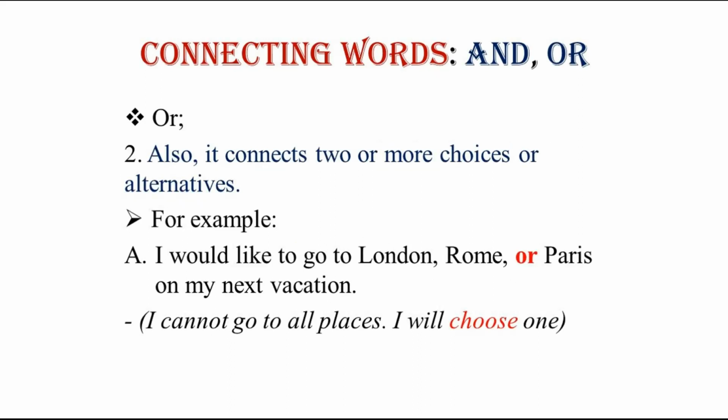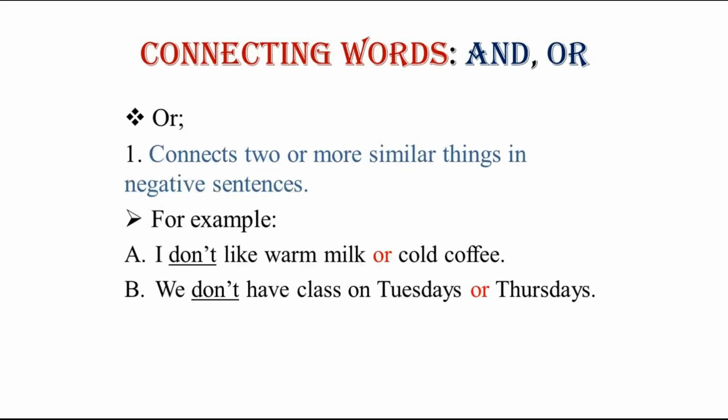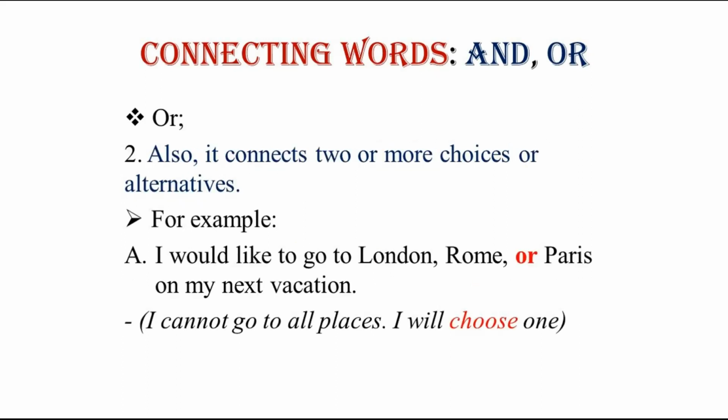Okay, also, or can connect two or more choices or alternatives. For example, I would like to go to London, Rome, or Paris on my next vacation. I cannot go to all places. I will choose one. So I have three choices, and I will choose only one. So either I will go to London, or I will go to Rome, or I will go to Paris. So or can connect two or more similar things in a negative sentence, or it can connect two or more choices.